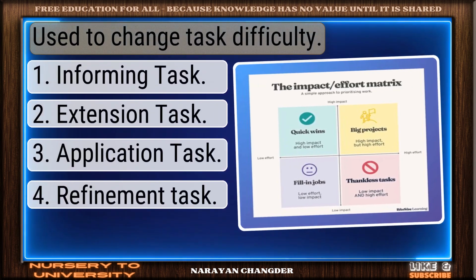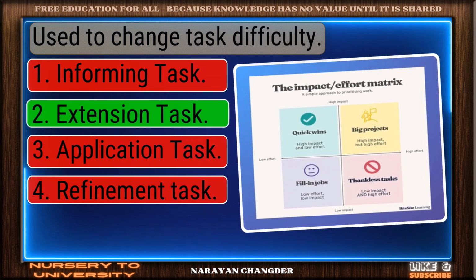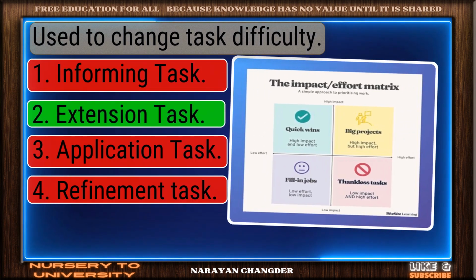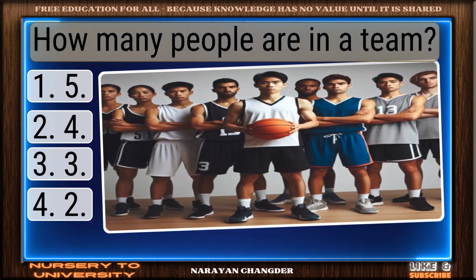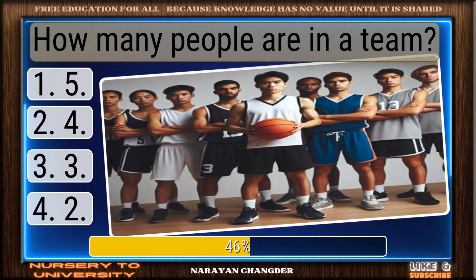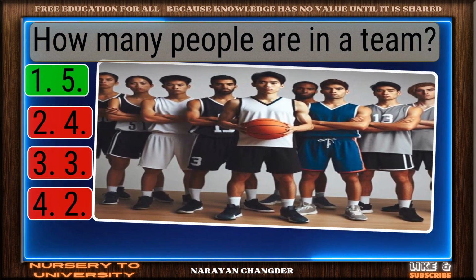Used to change task difficulty. Strong choice. Extension task is the right answer. How many people are in a team? Perfect. 5 is the correct choice.